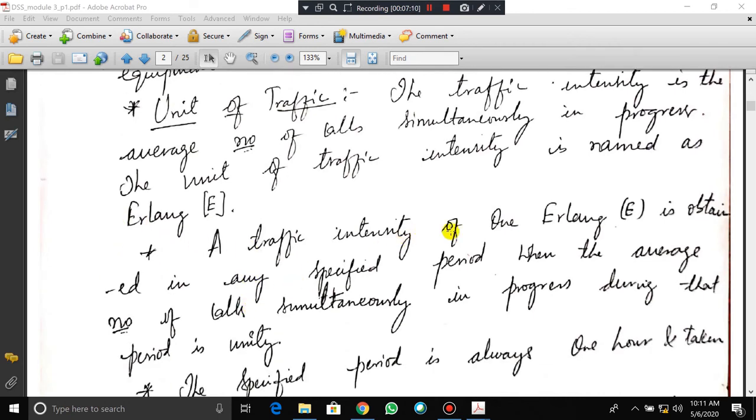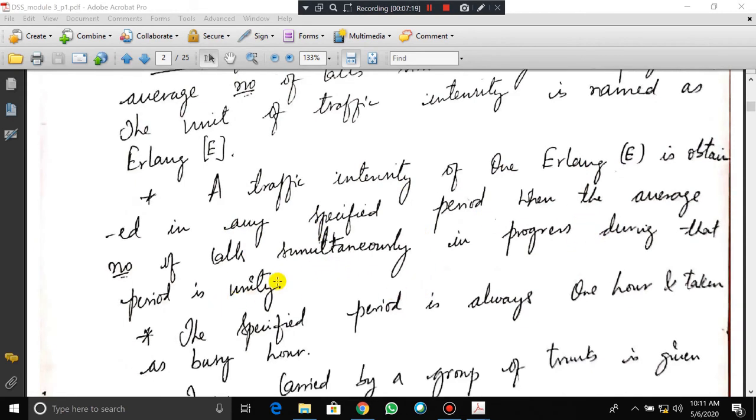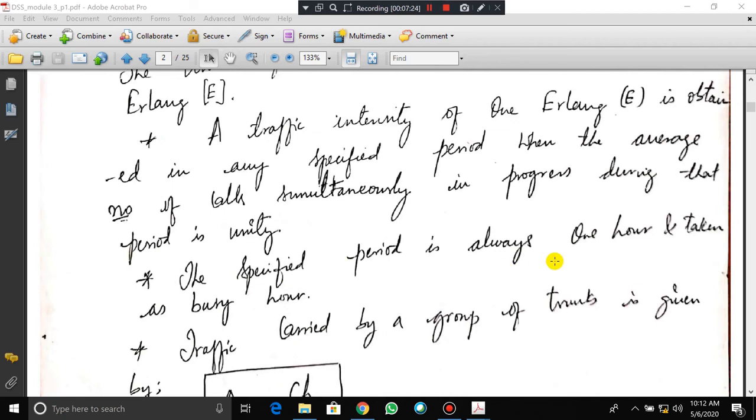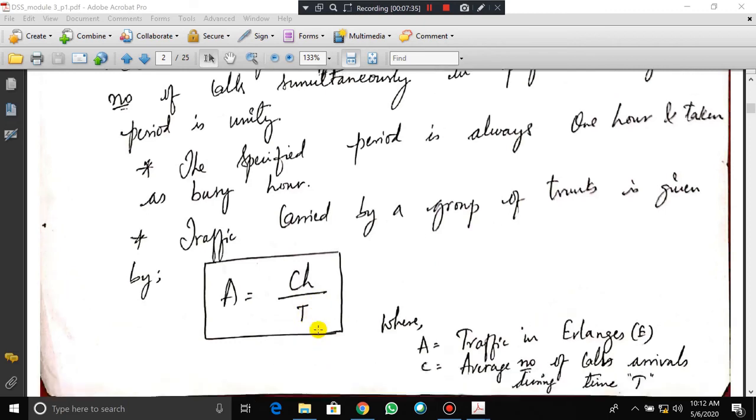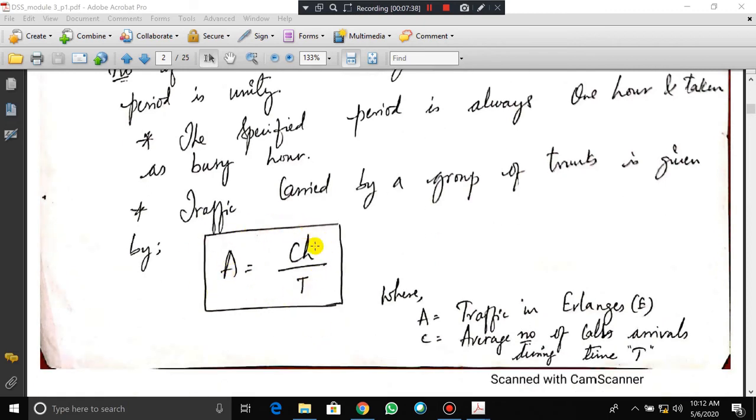A traffic intensity of 1 Erlang is obtained in any specified period when the average number of calls simultaneously in progress during that period is unity, that is, 1. The specified period is always 1 hour, taken as the busy hour. The traffic carried by a group of trunks is A = C × H / T. Kindly remember this formula, it is very important from the problem point of view. A is the traffic in Erlangs, that is, capital E.